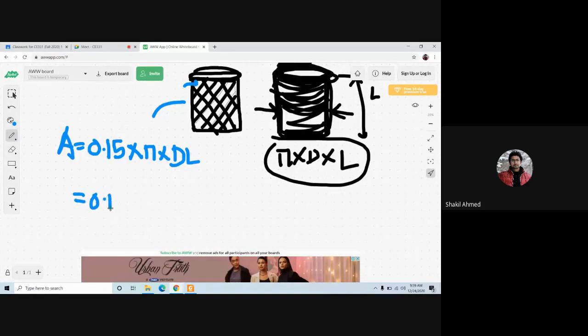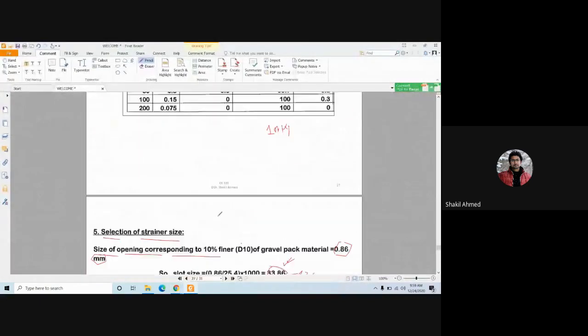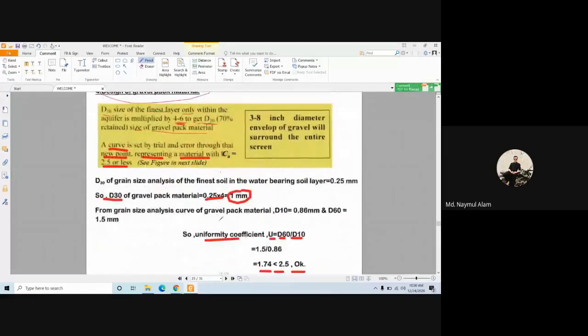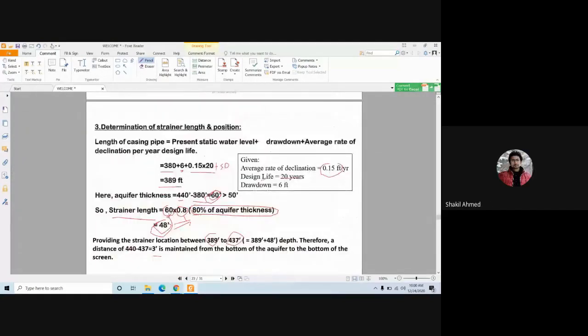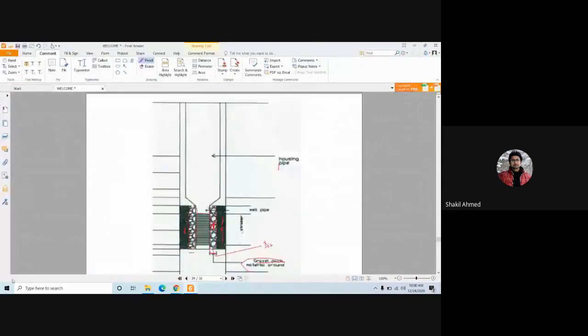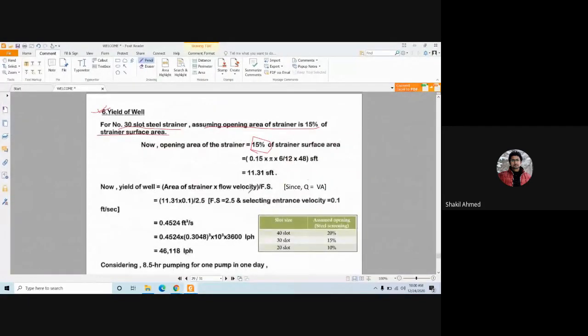So this is 0.15 into pi. What is the D we took, guys? 6 inch, right? Yes, sir. So 6 by 12 into L. What is the L, guys? What is the length of the strainer? Can you remember? Length of the strainer was 48 feet. So you put 48 here. So 0.15 into pi into 6 by 12 into 48.